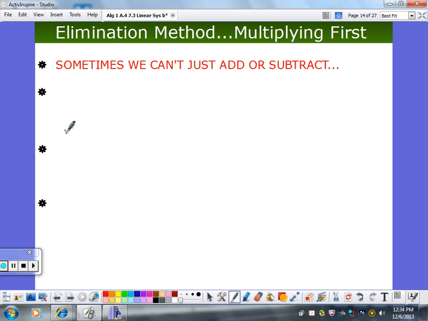Sometimes we can't just add or subtract. It's not so easy, and you guys saw this last time. So for example, if I have this linear system, 5x + 2y = 16, 3x - 4y = 20. So the idea is you say, gee, do I have any opposites? I don't. Do I have any sames even? No. And this is far more typical, right? They don't always work out so nice. So what do we do?